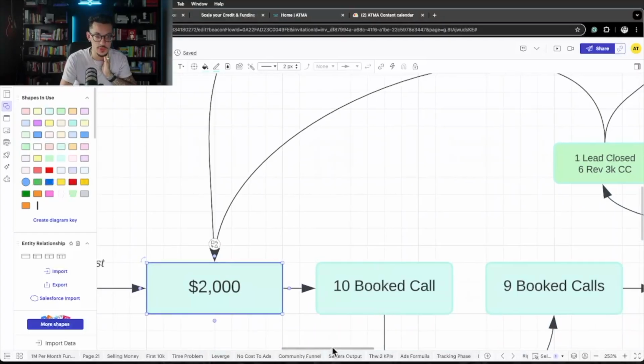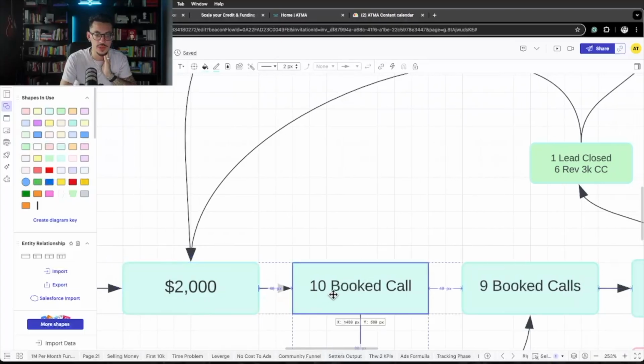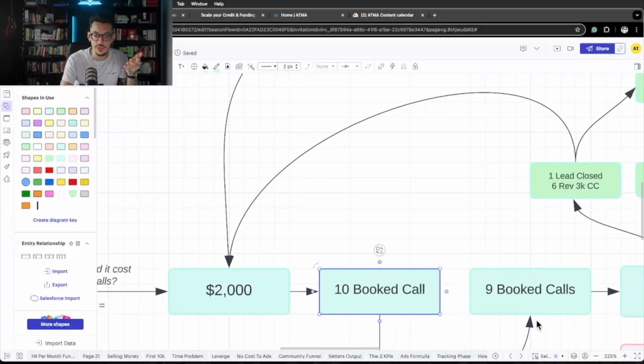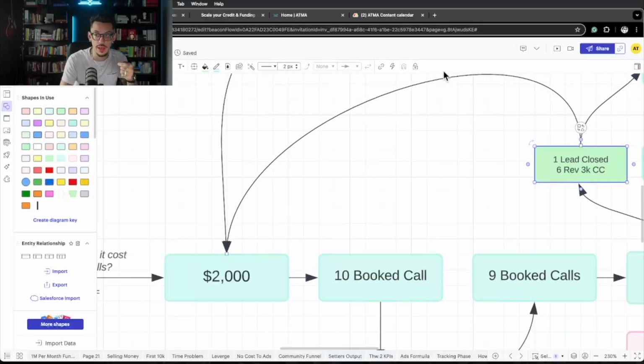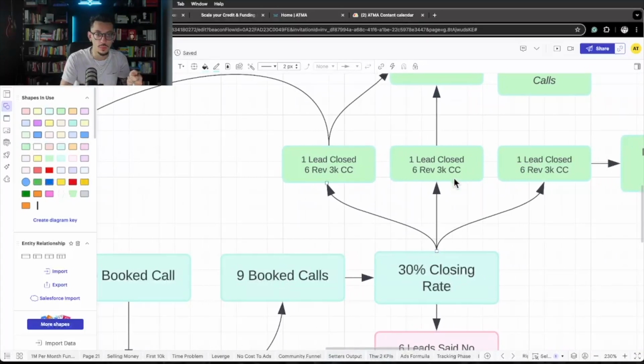So remember, you paid $2,000 to get 10 people to book a call, at a 10% no show rate. 9 people showed up, and you closed one of them. Well, you closed 3 of them, but one of them is giving you $3,000, which goes back, boom, into you paying the ads. Now, what is the next person that gets you 3K?